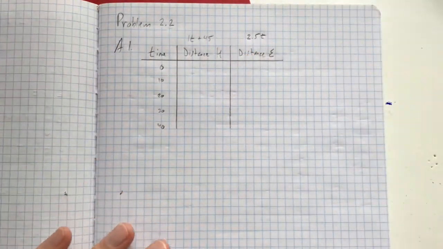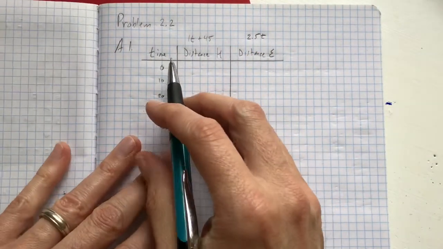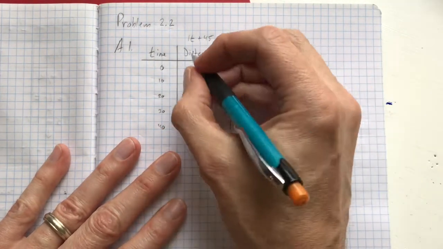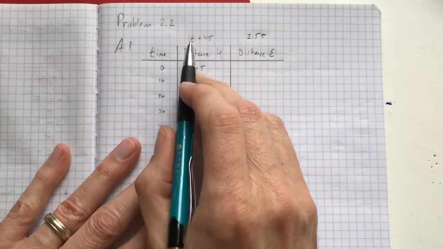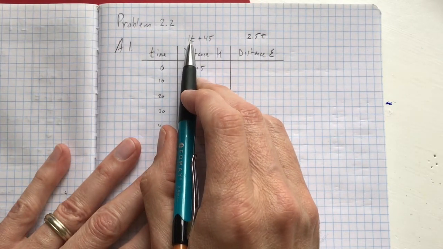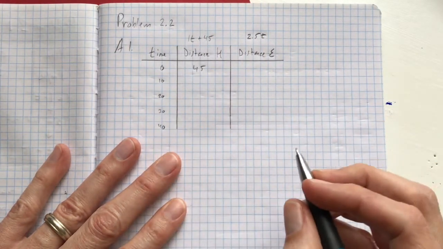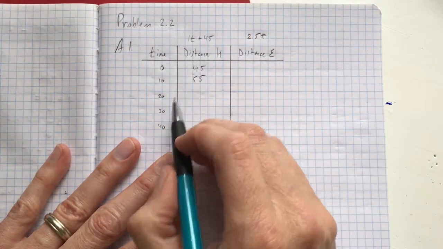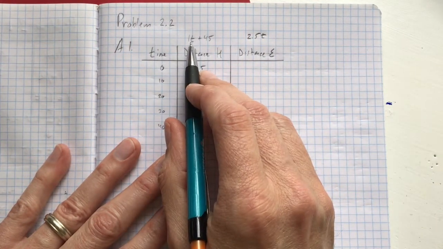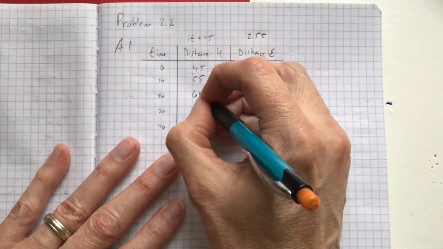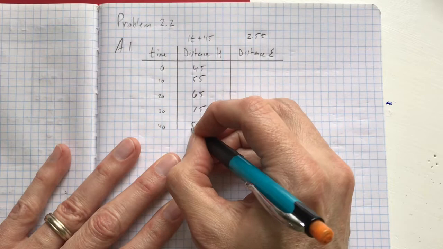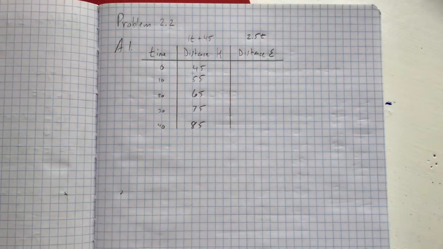2.5 times t. So if I put 0 in here, 0 times 1 is going to be 0 plus 45 is 45. If I put 10 in here, 10 times 1 is going to be 10 plus 45 is going to be 55. If I put 20 in here, 20 times 1 plus 45 is going to be 65. And by now I can say I'm adding 10 every single time. And that's the case that we have for those.